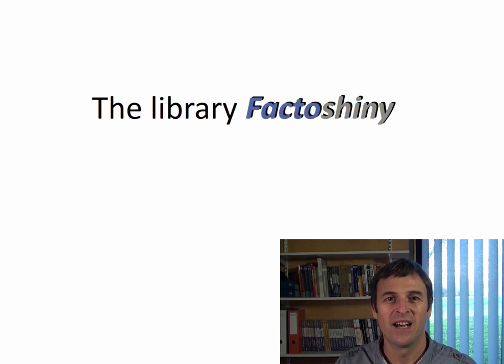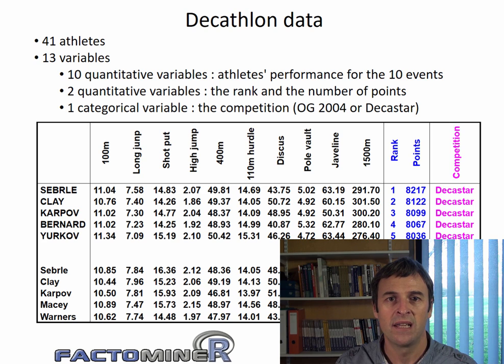We are now going to see how to use the Factoshiny library, which gives a graphical interface to the FactoMineR package in the form of an HTML page, and that allows us to draw interactive plots. We are going to use a dataset called Decathlon in this tutorial. You can see the PCA video with FactoMineR to get a detailed description of this dataset.